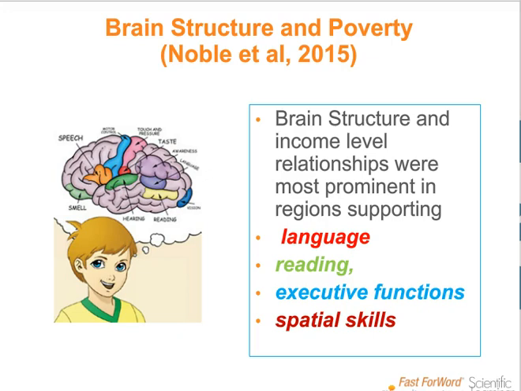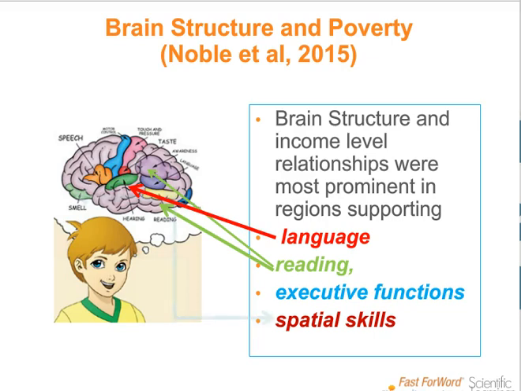poverty, it does. Now, let's look at the specific structures that Noble found were affected, or the parts of the brain that were affected by poverty. First and foremost, the language areas of the brain were not as well developed. Secondly, the reading area of the brain, that back couple of regions tied to the language area, were not as well developed, and the surface area wasn't as large.